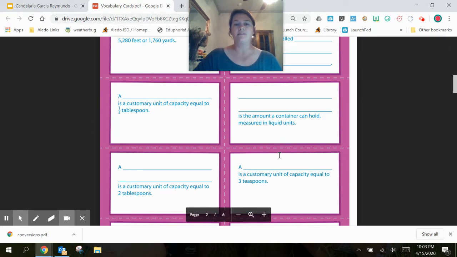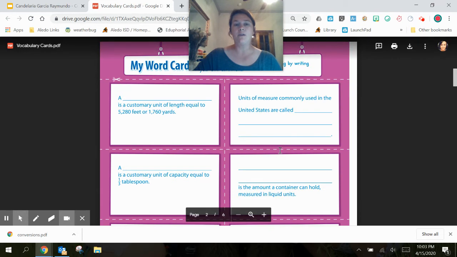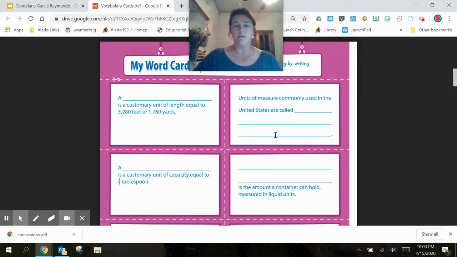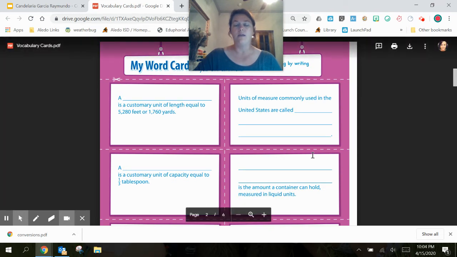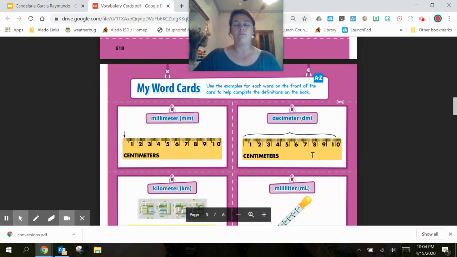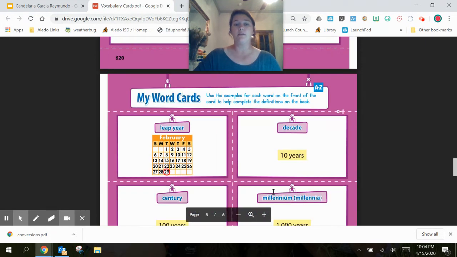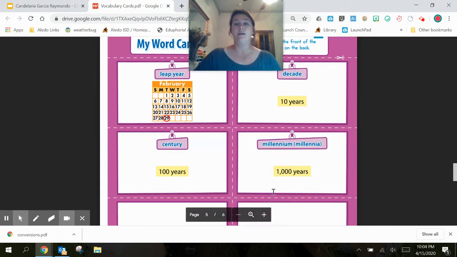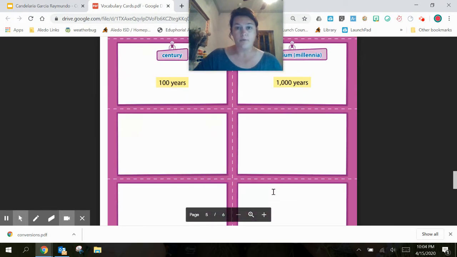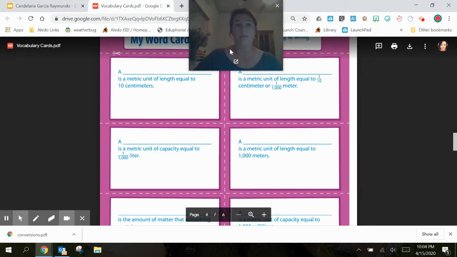The backs, if you want an extension or you want something else to do, it's a great way to make sure that you really understand what you're talking about. Like millimeter, decimeter, kilometer, milliliter. There are 3 pages of fronts and 3 pages of backs. It's a great resource for you, but it's also in your textbook if you need it.